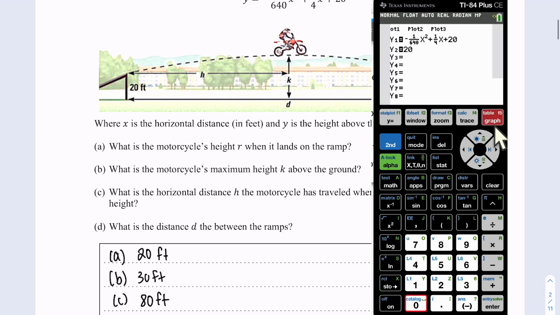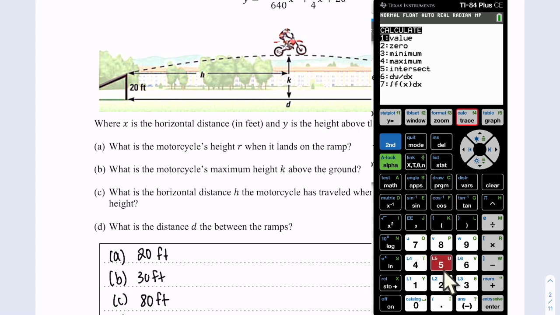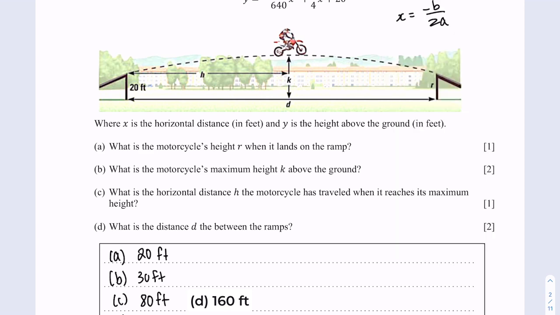The distance between the ramps. So in order to find this, we can graph another line at y equals 20 and look for the point of intersection between the line and our parabola. And that is going to be at 160 feet.